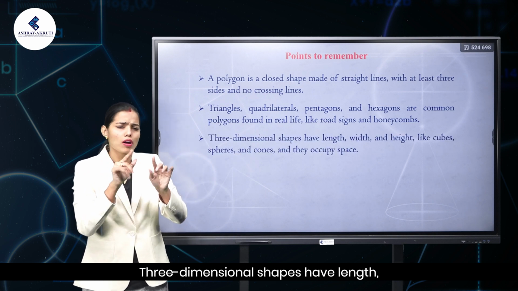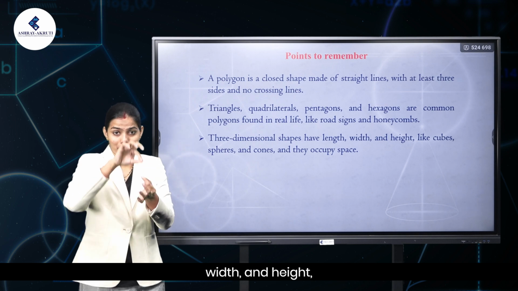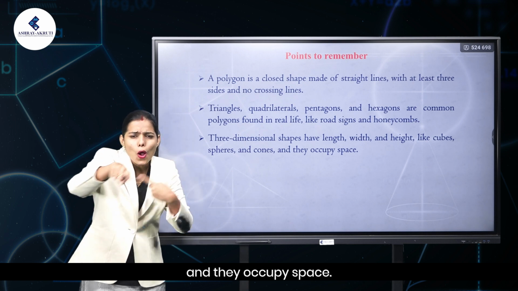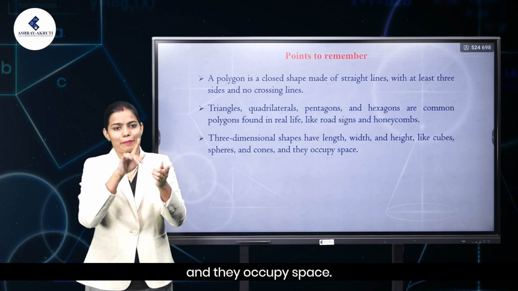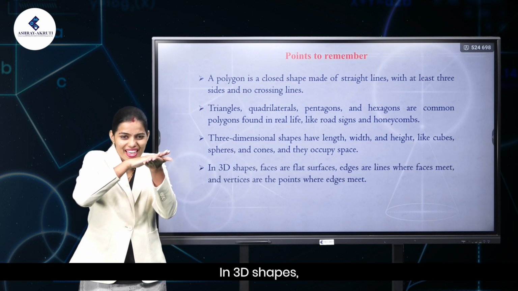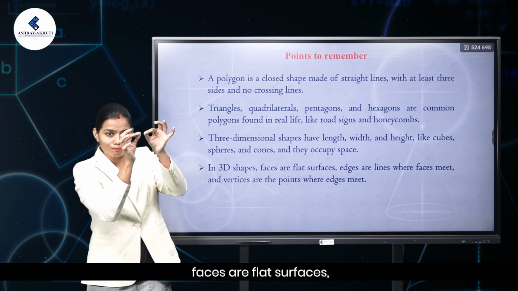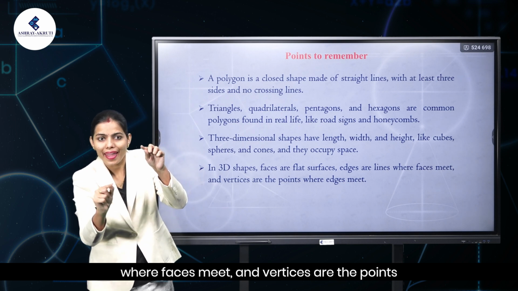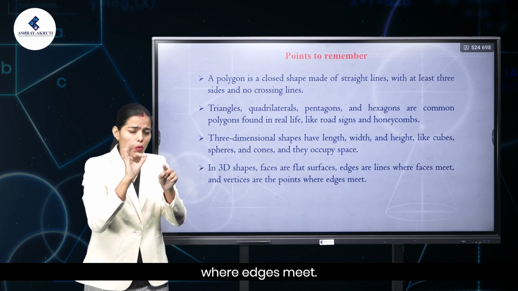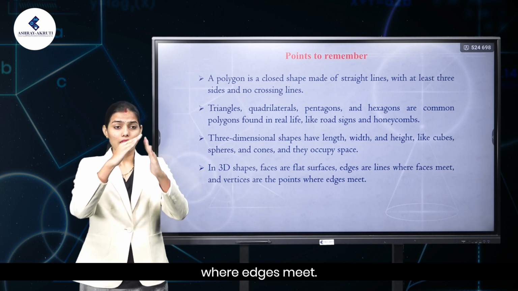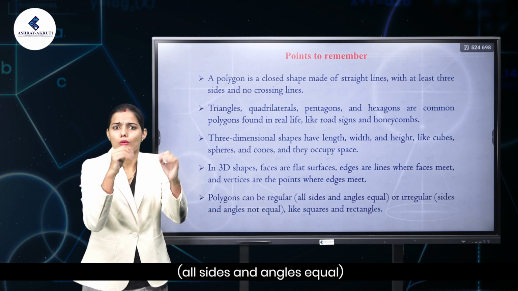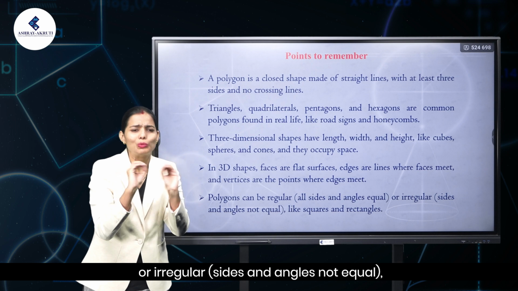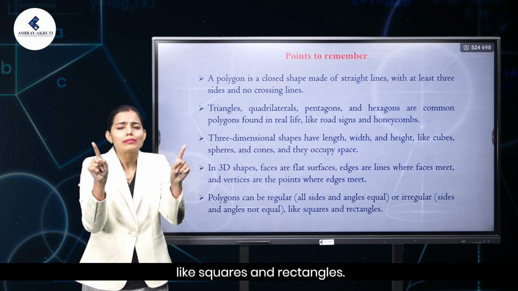Three-dimensional shapes have length, width and height, like cubes, spheres and cones, and they occupy space. In 3D shapes, faces are flat surfaces, edges are lines where faces meet, and vertices are the points where edges meet. Polygons can be regular, all sides and angles equal, or irregular, sides and angles not equal, like squares and rectangles.